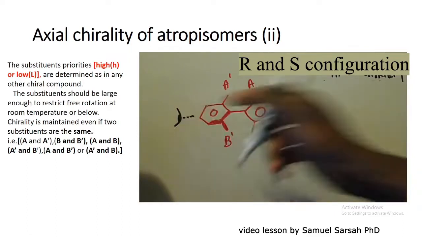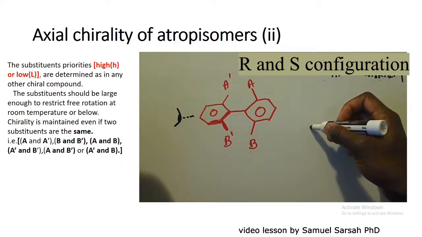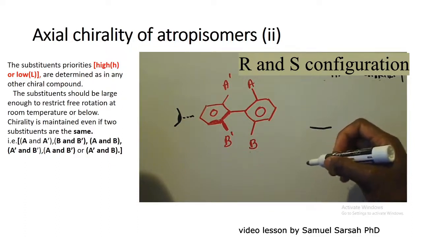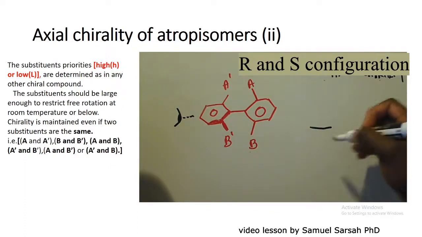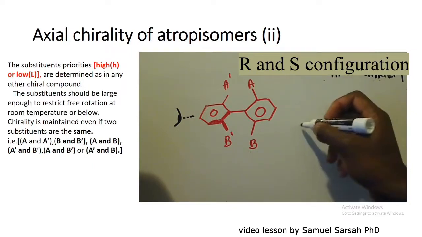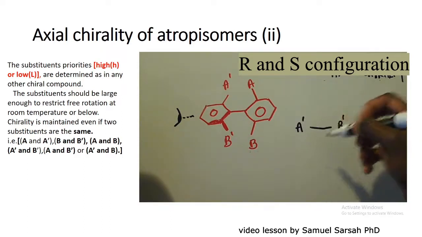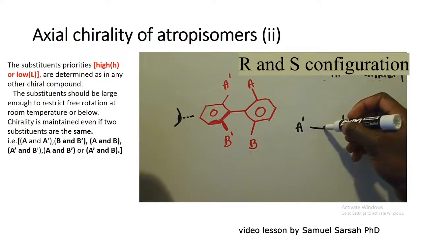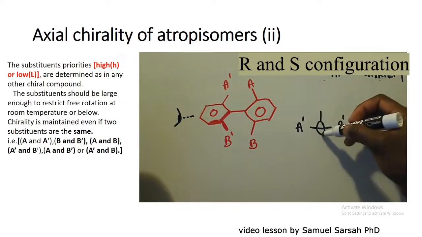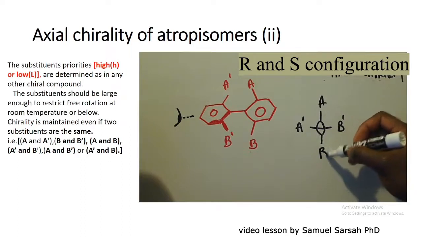So looking at here, I will see A prime and B prime first. B prime will be pointing to my right, A prime to my left, and then I will see A and B from behind. Okay.